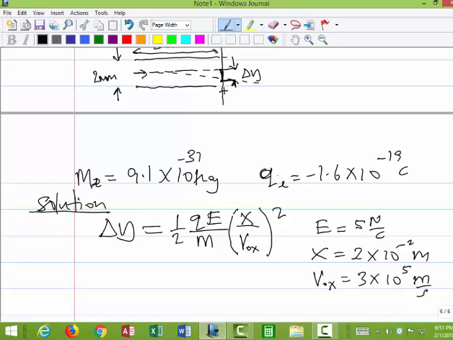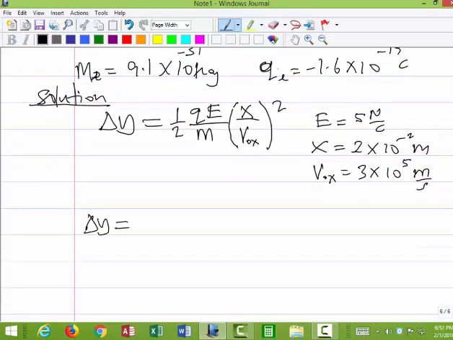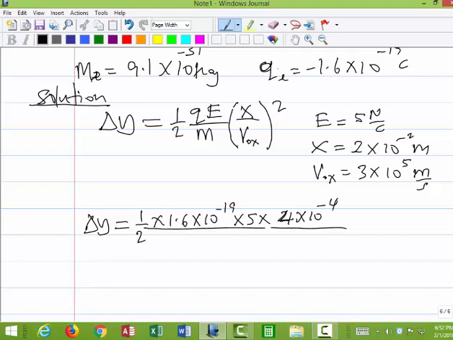So when you enter this into your formula for delta y, you should be able to find the deflection. So we shall have half times 1.6 times 10 to negative 19 times 5 times x squared, which is 2 centimeters squared, that is 4 times 10 to negative 4, and then divide that by m, which is 9.1 times 10 to negative 31. V not squared will be 9 times 10 to the power 10.